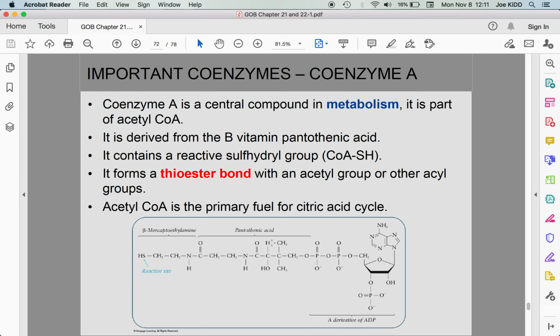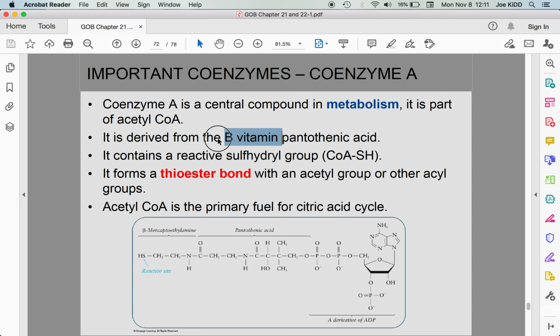So we talked about coenzyme A. This is what all those foods are broken down and digested into. It's a central part of the metabolism process. We often will abbreviate it for its part in acetyl-CoA. So coenzyme A is a part of acetyl-CoA. The CoA in acetyl-CoA stands for coenzyme A.